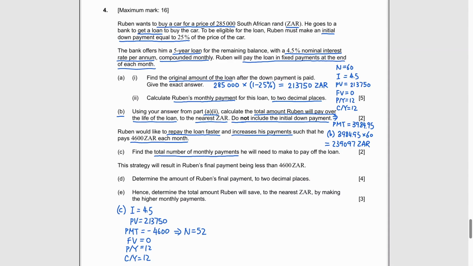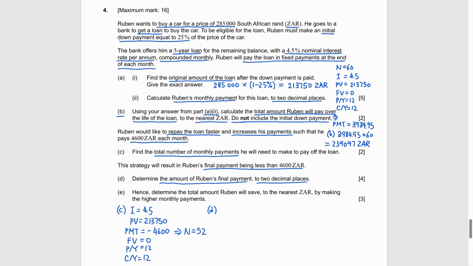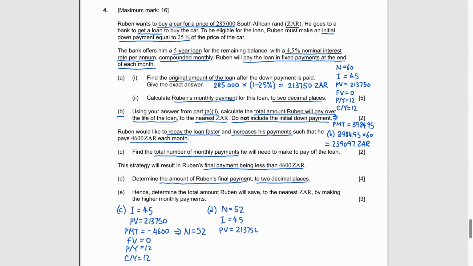Part D. We are told that the final payment is less than 4,600, and we want to find its amount. We use the same inputs but now with n equals 52 and calculate FV, which is 3893.2. The last payment is just the difference between 4,600 and 3893.2, which equals 706.8.